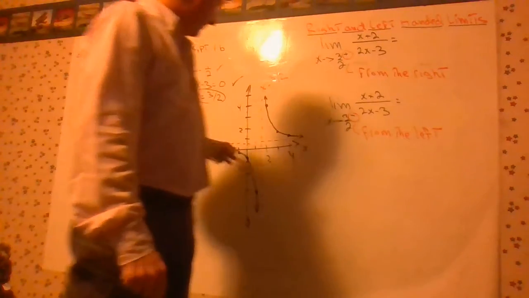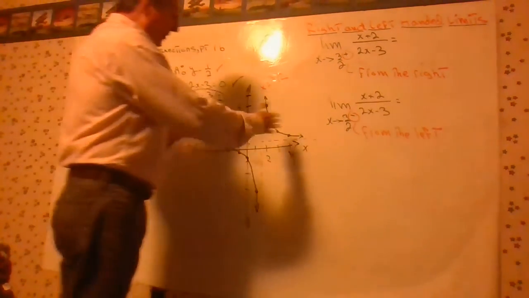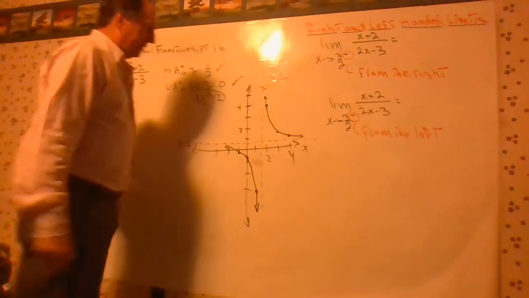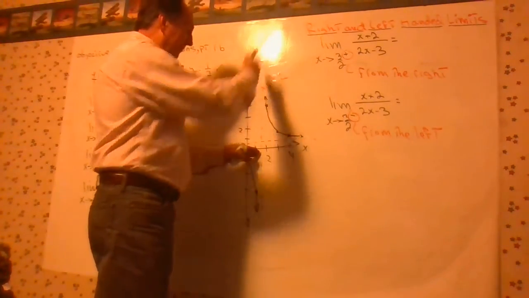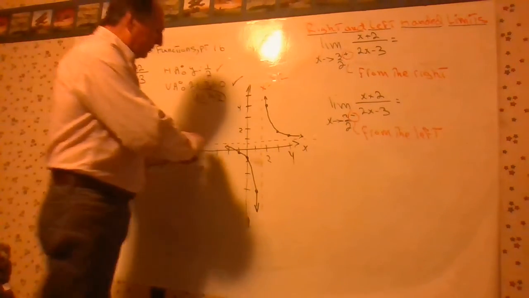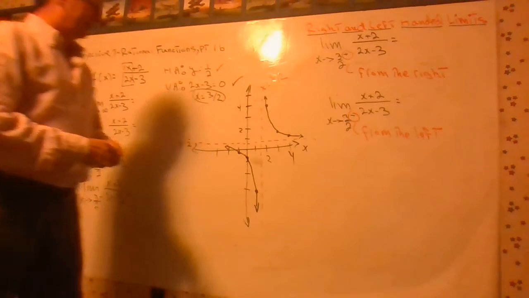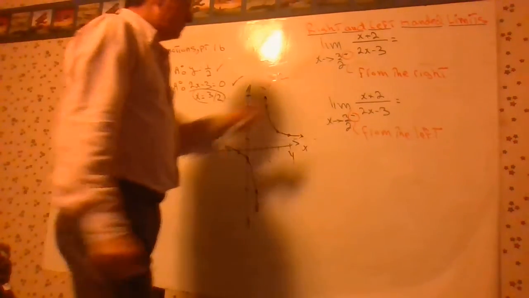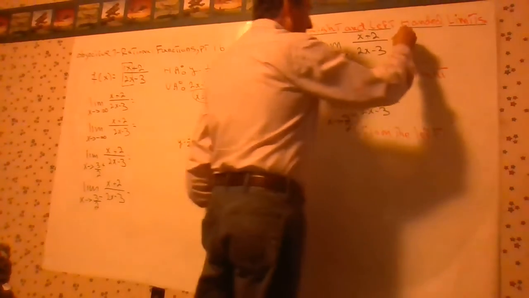And if we look at this graph that we've already constructed, which side we approach from makes a world of difference. As you're approaching 3 halves from the right, this shoots off to negative infinity. As x is approaching 3 halves from the left, it shoots off to negative infinity. So in this case, approaching from the right goes up to positive infinity.